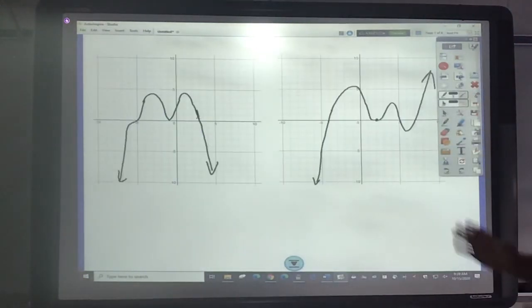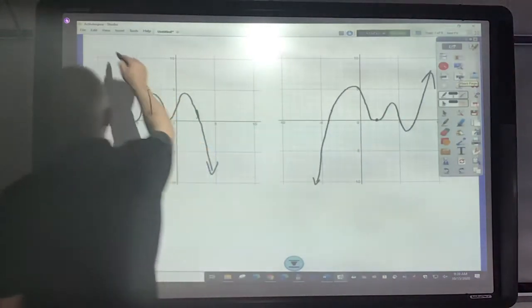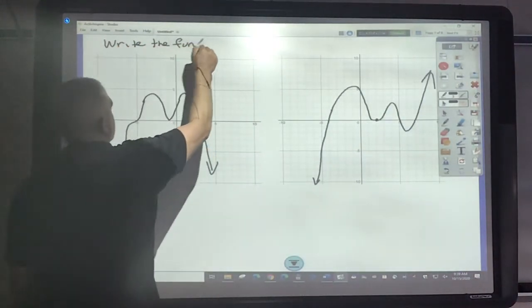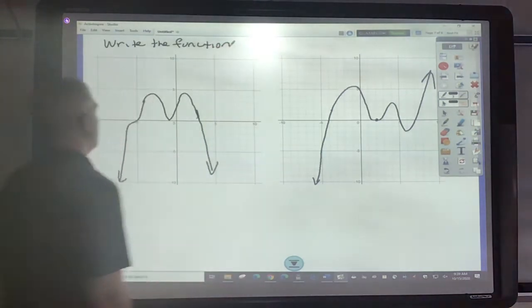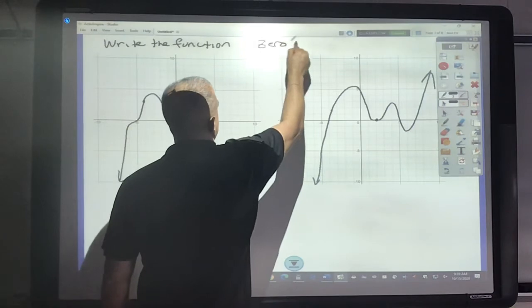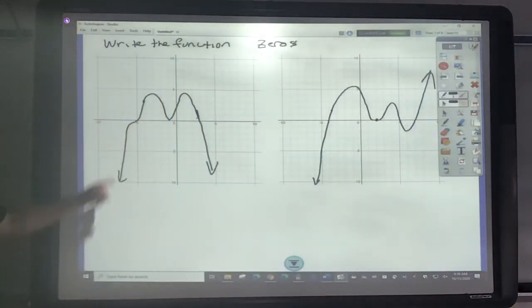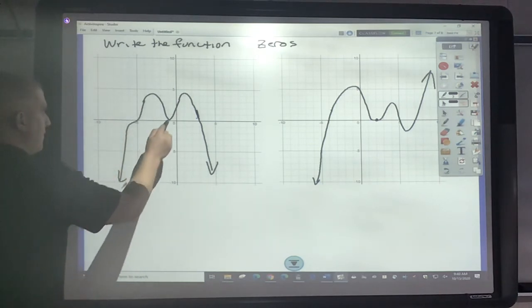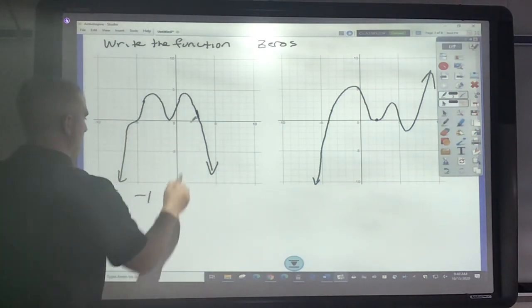Now, how do we apply that? We're going to write the function. Here's how we're going to do that. We're going to look at the zeros. So this crosses at -5, so my zeros are -5, -1, 1, 2, and 3.